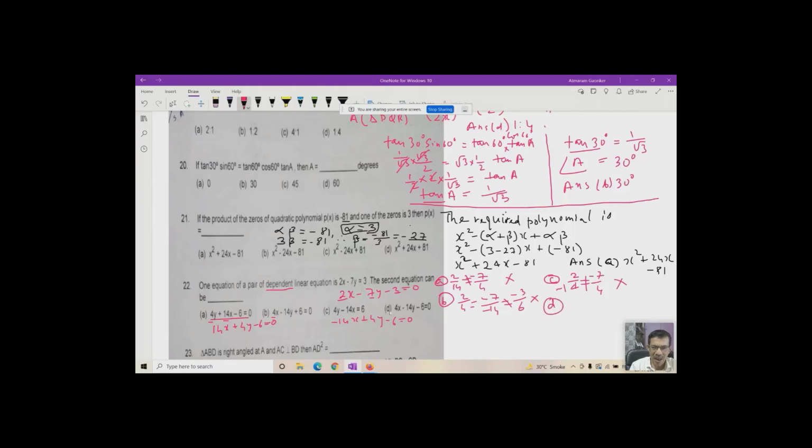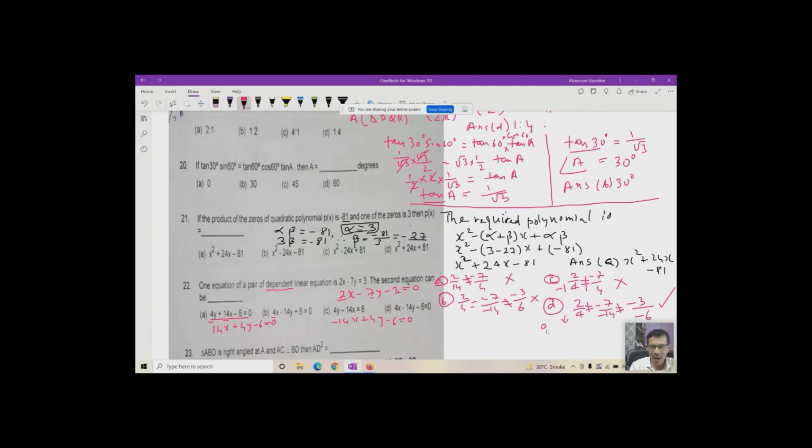And we'll check D. It is 2 upon 4, then minus 7 upon minus 14, and then minus 3 upon minus 6. And 2 upon 4 is 1 upon 2, so it is equal to 7 upon 14, which is also 1 upon 2, and 3 upon 6 is also 1 upon 2. So this is the correct answer.